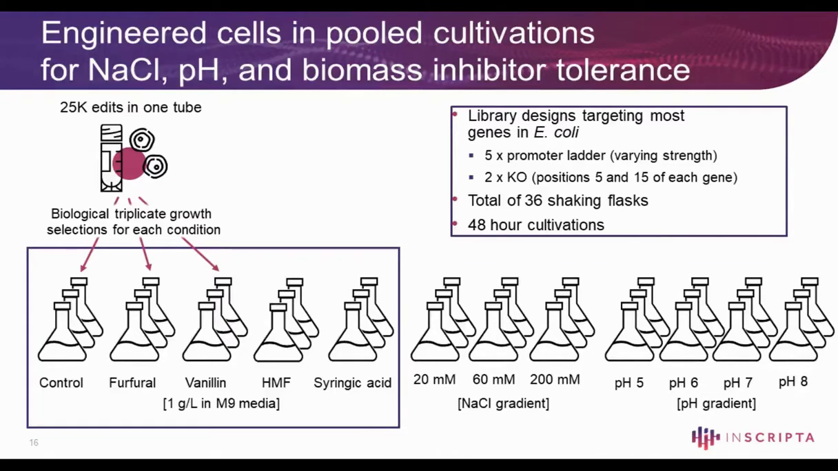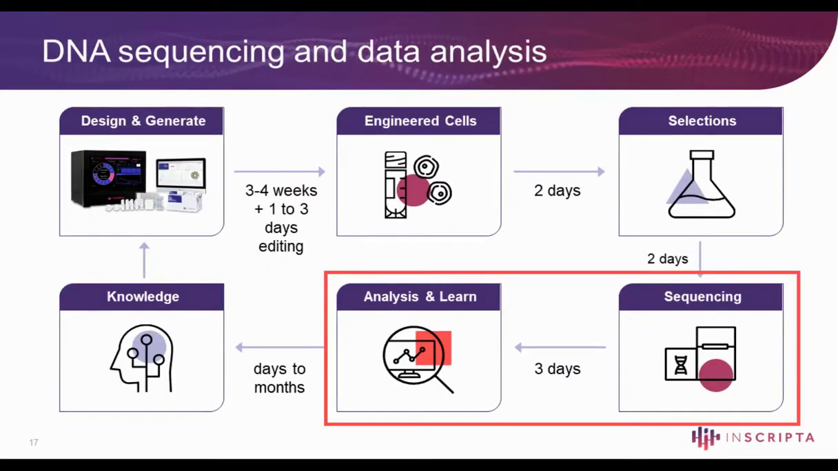So as all were run in triplicates, we ran a total of 36 shaking flasks for 48 hours. And after the 48 hours of growth, we harvested the cells, extracted DNA, and created NGS libraries for sequencing.